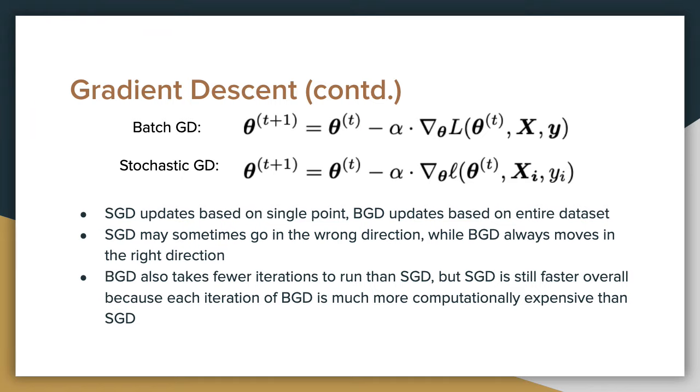But we generally tend to move in the right direction. And because we're only taking one vector instead of the entire data set, which is the case in batch gradient descent, we are so much faster. Even though batch gradient descent always moves in the correct direction and requires fewer iterations, we'll still end up preferring stochastic gradient descent because it's a lot faster in terms of runtime. Even if sometimes we go in the wrong direction, we eventually end up with the right one.